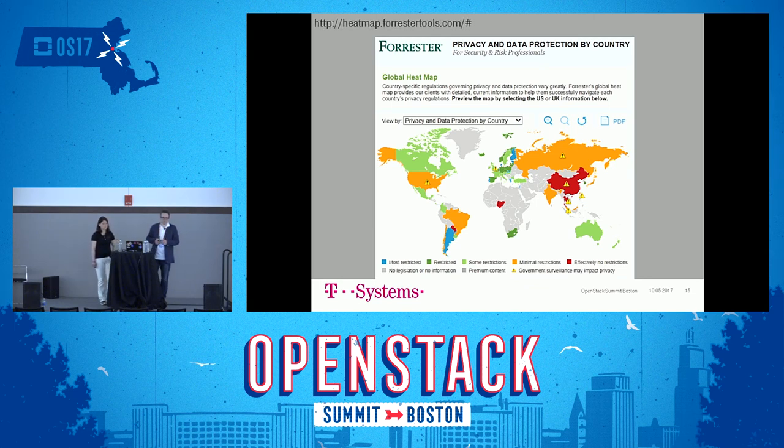And here, if you want to look it up on your own, heat map, forrestertools.com, there you can find the heat map and check on your own or dig in deeper for some more details.